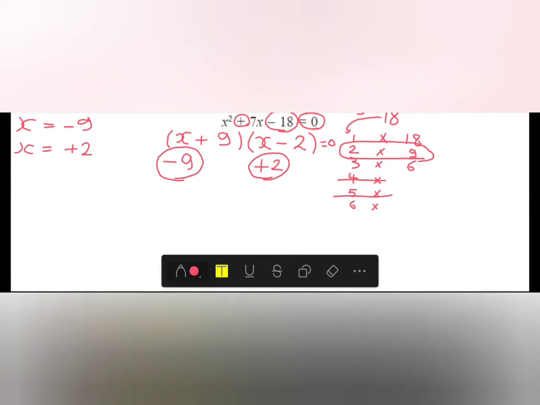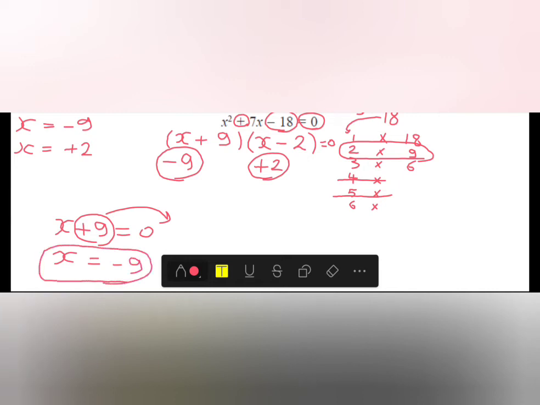Now, the first thing I do, I take this bracket here and make it equal to 0. So x plus 9 equals 0. And then I will take this 9 to the other side. So x equals what? Very good, negative 9. And this is the answer that I got here. Same idea. Now, the same idea with the other bracket.